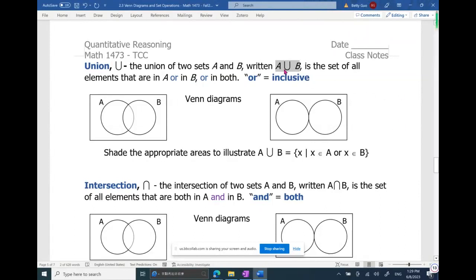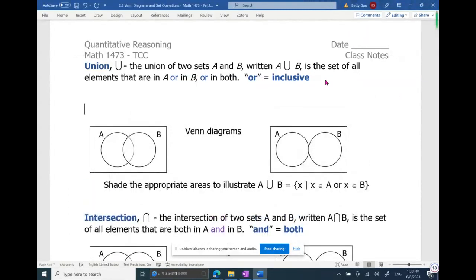And we can call A union B as A or B. So in set theory, we can translate union as or. Or here is an inclusive or. What does that mean? Inclusive. So do we have exclusive or? Yeah, we do. We have inclusive or. We have exclusive or. So let me give you some examples about the exclusive or.